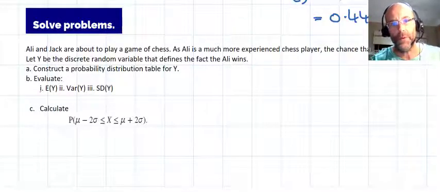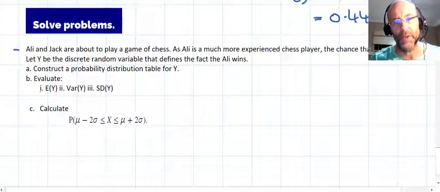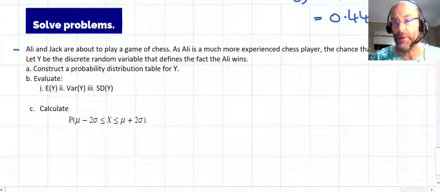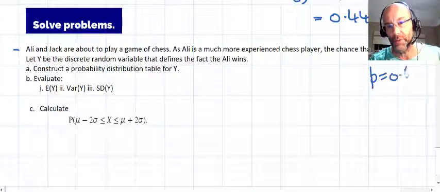Finally, now in the video, we're going to solve a problem. So Ali and Jack are about to play a game of chess. Ali's more experienced, so the chance that Ali wins is greater than 50-50. It's actually 0.68. So that's what little p equals. And we assume that remains constant because this is a Bernoulli trial.